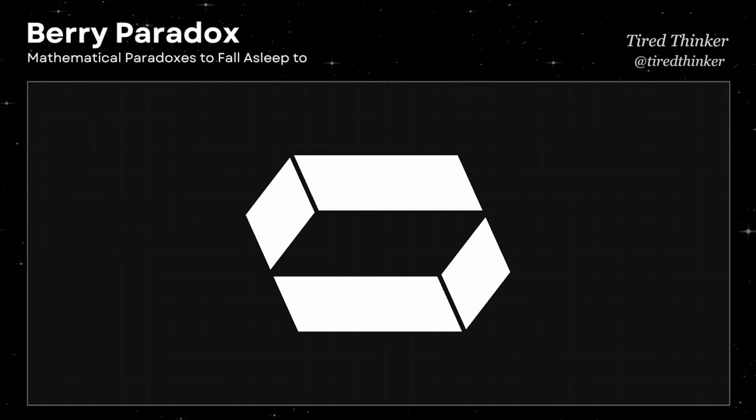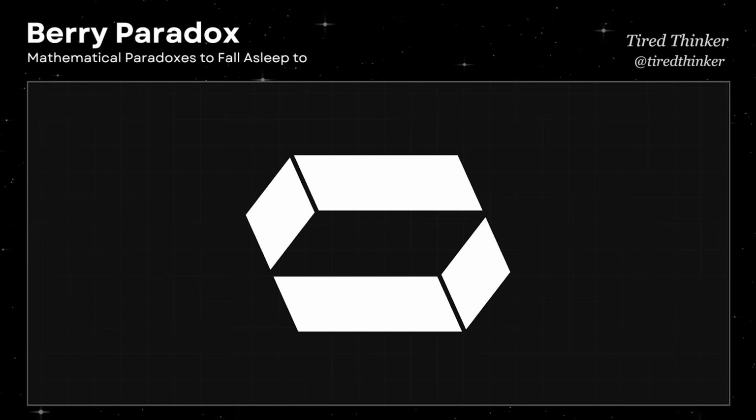The Berry paradox arises when we try to describe numbers using words. It starts with a simple idea. Some numbers can be described in fewer words than others. For example, 100 takes only 2 words, while the smallest number greater than 1,000,000 takes 7. In everyday language, we often define numbers this way without issue.